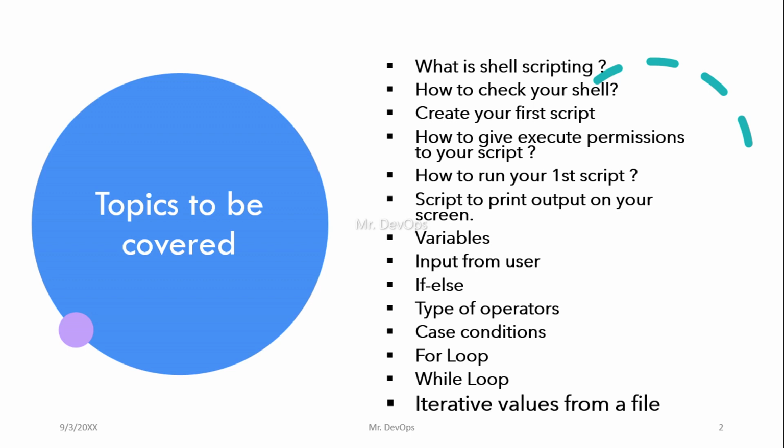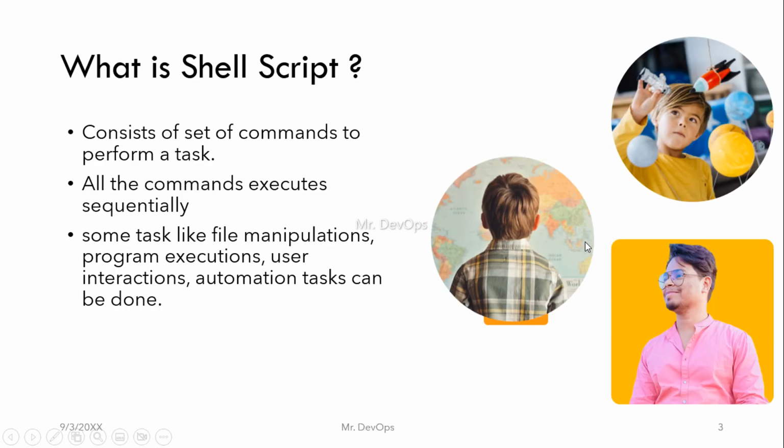What are the topics I will be covering today? We will learn what shell scripting is and how to check your shell. There are various types of shell, and we will check which shell we have on our local system. We will see how to create our first shell script, how to give execute permission to your script, and how to run it. So these are the topics to be covered today. Let's get started.